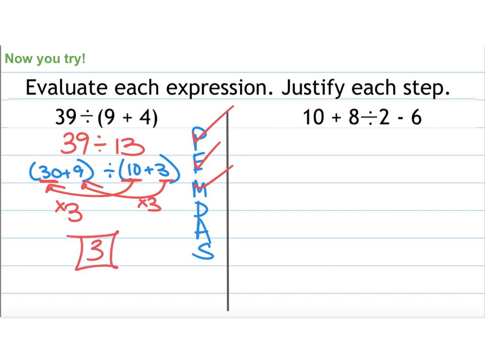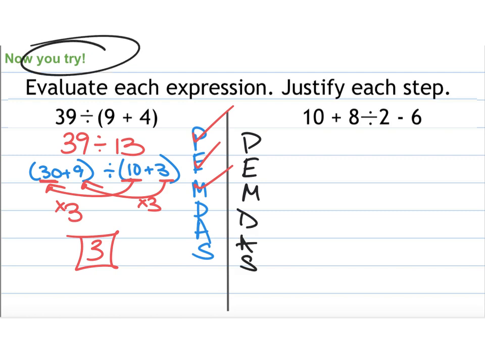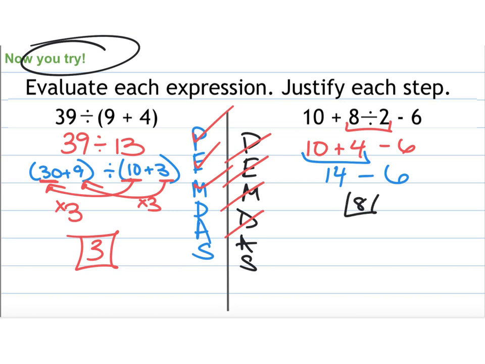Next one, justify each step. Maybe use your checklist. If you haven't, this does say you try, so you should have tried and then come back. If you haven't, pause and give it a go. I see no parentheses, I see no exponents, I see no multiplication, but I do see division. Rewrite. 8 divided by 2 is 4. I do see addition and subtraction, but I'm going to do them left to right. So I do 14, and then rewrite minus 6. 14 minus 6 is 8. So again, justifying those steps, either writing them out or having that checklist there.